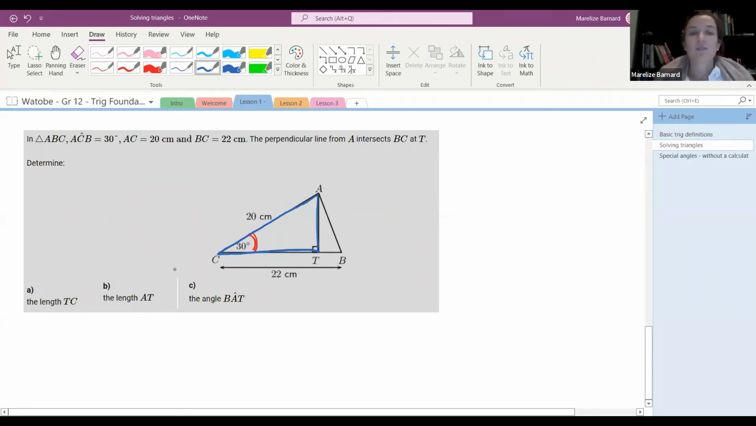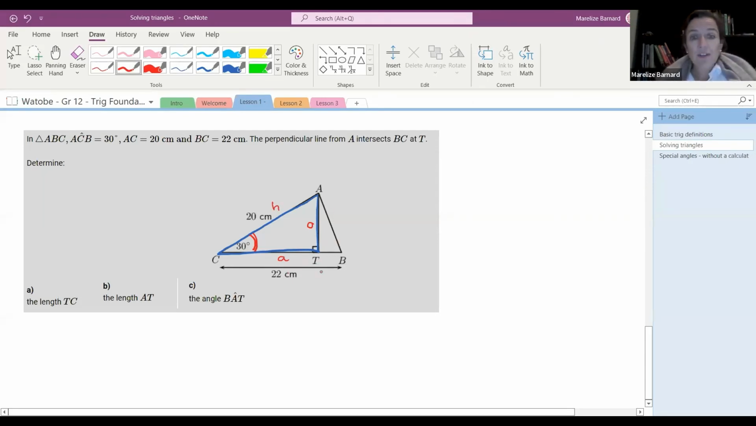Okay, so the length of TC. We're just going to look in this 90-degree triangle to find what TC is. So if we look at 30, again, we're going to work relative to 30 degrees. This is our opposite side. This is our adjacent side. And this is our hypotenuse side.